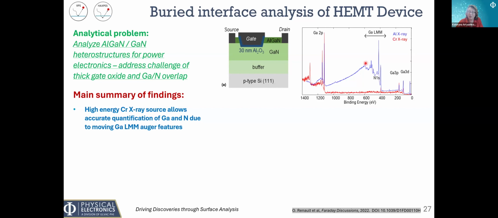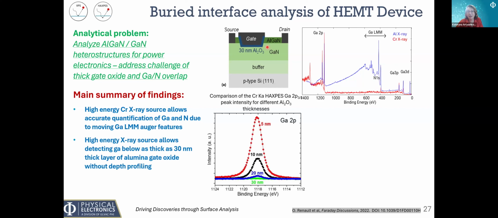However, when you use a higher energy X-ray source, we can shift that feature out of the region where the nitrogen peak is located, and now we have a really nice nitrogen peak, and we can quantify and confirm that we have created the expected structure. Moreover, with a high energy X-ray source, we can detect deeper. So here we are trying to see how thick that top gate oxide layer can be, but we can still detect the underlying gallium nitride layer. And the green line is from 30 nanometers. If you normalize the spectrum, you can still see quite clearly the peak from gallium.